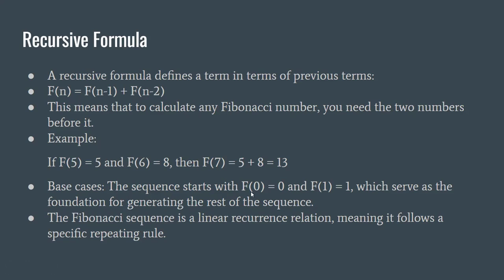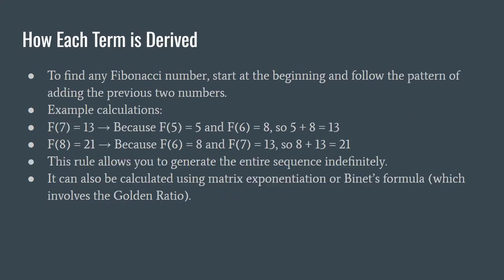It's also a linear recurrence relation, meaning it follows a specific repeating rule for which numbers are in the sequence. You can also figure out how each term is derived. You start at the beginning and follow the pattern of adding the two previous numbers. So, for example, f of 7 equals 13 because f of 5 equals 5 and f of 6 equals 8, and you add those and it gets you 13.